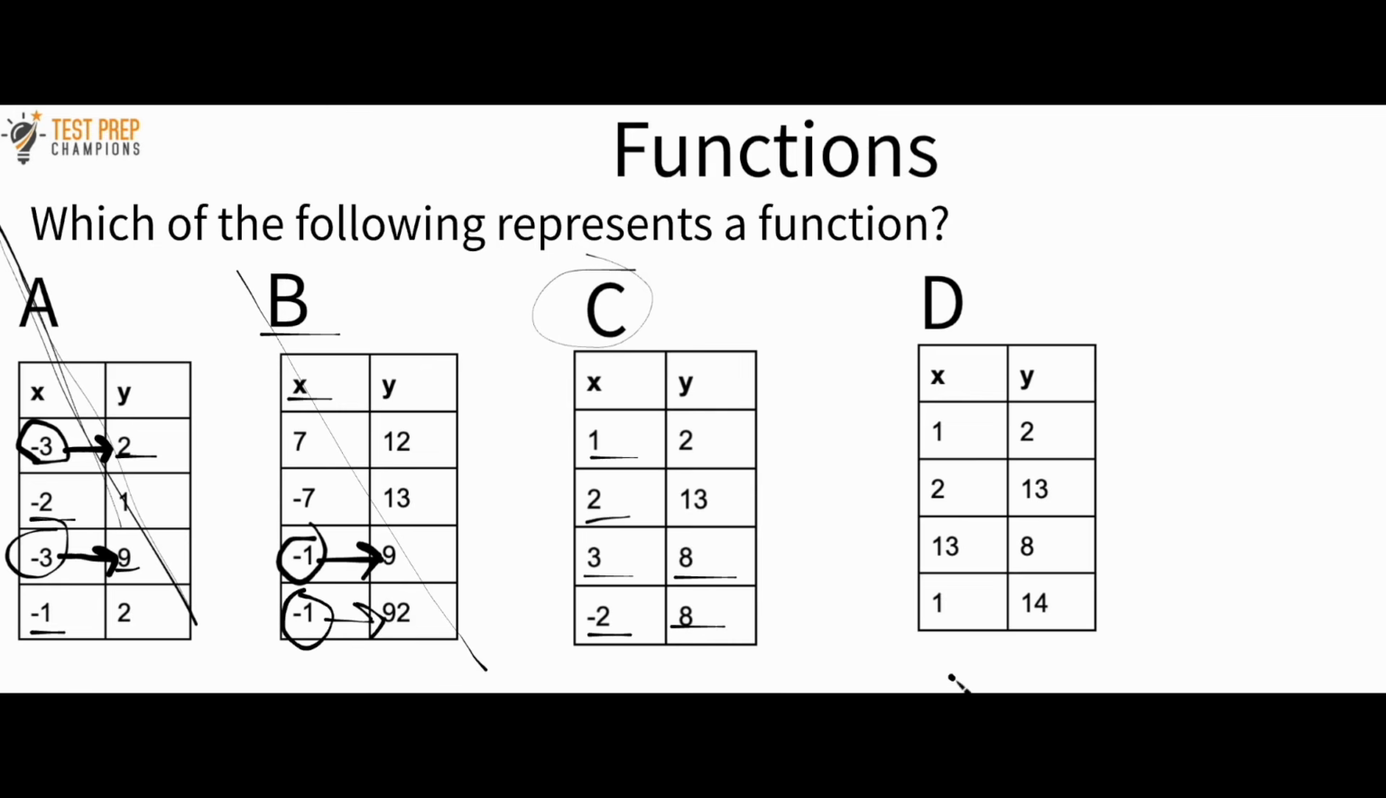If you wanted to check answer choice D, you'd apply the same strategy. Look at the numbers underneath the x here and see if any of them show up twice. So 1 shows up twice. For each one, I want to check the output. This one has 2 as an output, and this one has 14 as an output. So is D a function? Well, D is not a function because for this to be a function, each input has to have exactly one output. If two inputs have different outputs, it can't be a function. So D would be out. Hopefully this makes sense. C is the correct answer here.